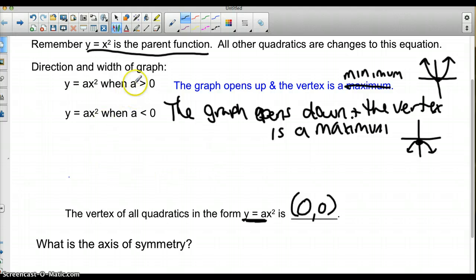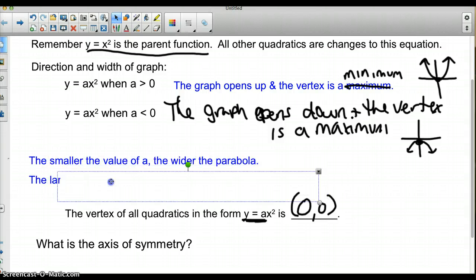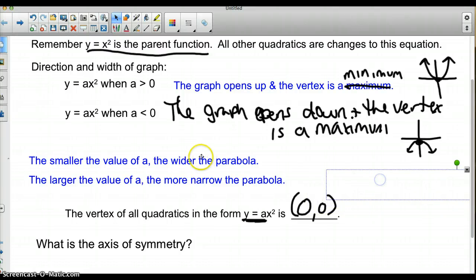Something else to know that we talked about yesterday was that sometimes the value of a can change how the graph looks. Remember, the smaller the value of a, the wider the parabola. And the larger the value of a, the more narrow the parabola. So you may want to write some of that down for yourself.